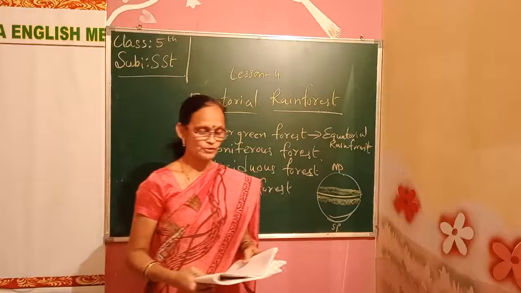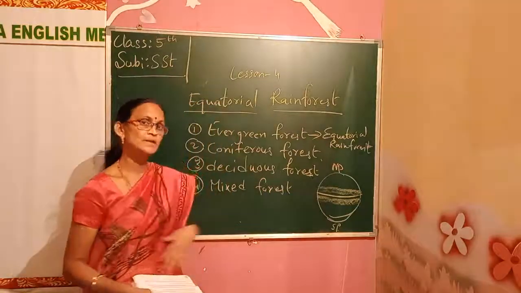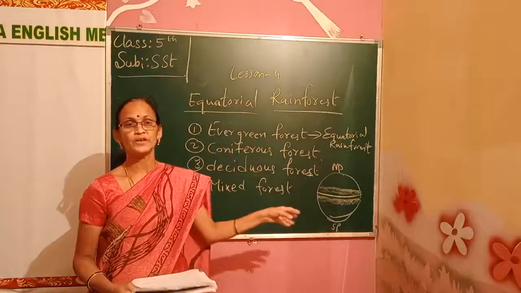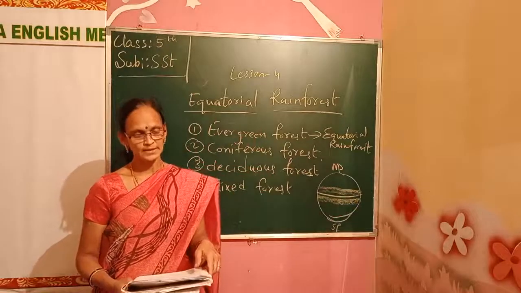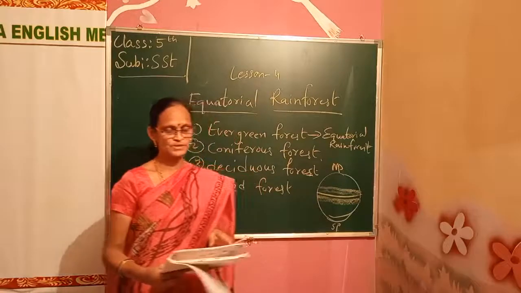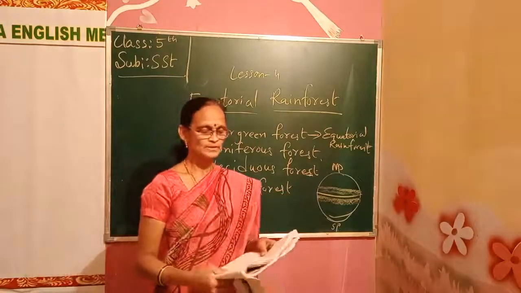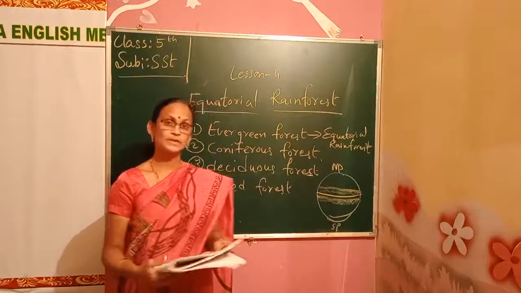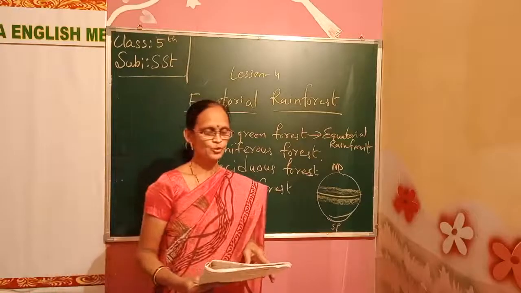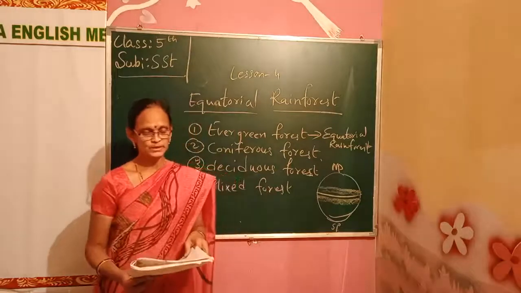Equatorial rainforests are found in regions having more warmth and sunlight, because as I told you in the first lesson, the sun rays fall directly here, so it is very hot and warm. Most of these forests are located very close to the equator. The trees are evergreen, always green throughout the year. They grow and flower all through the year.